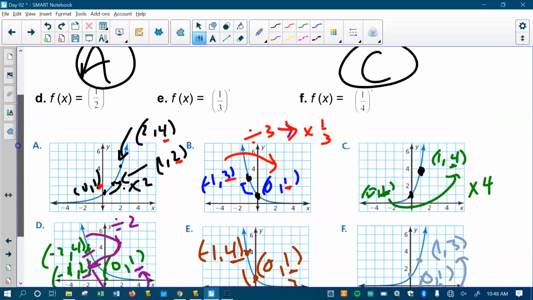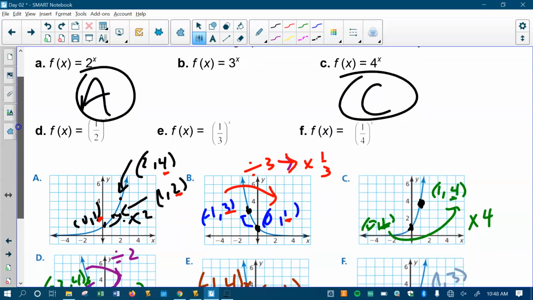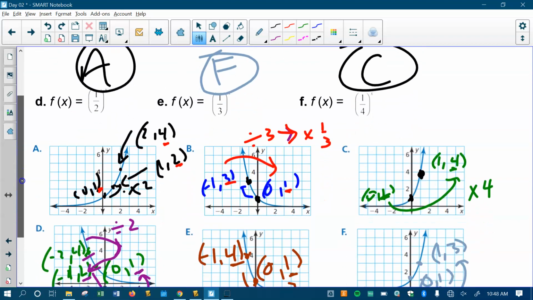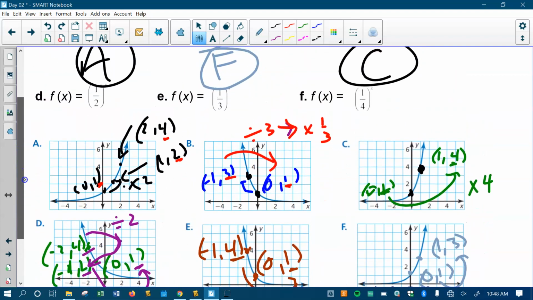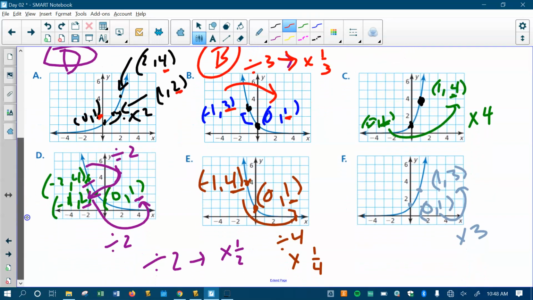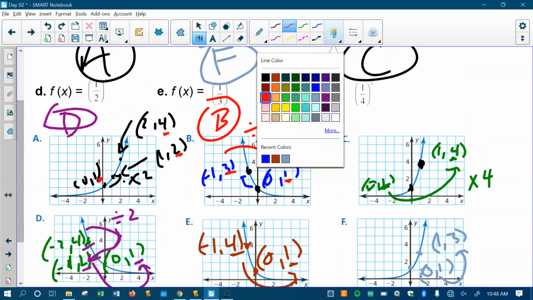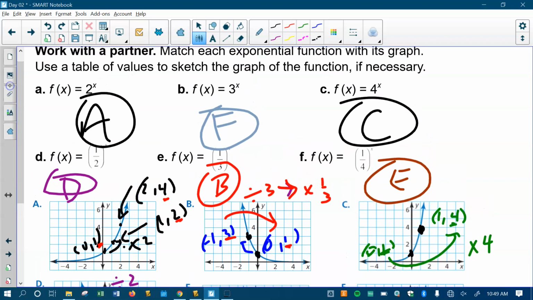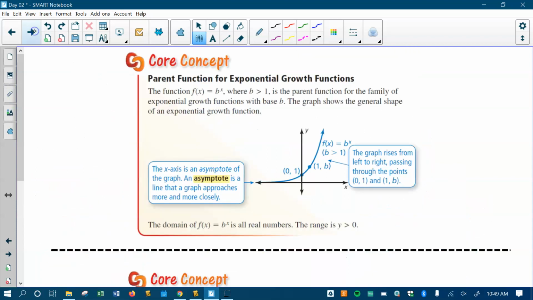So what that means is that this F is going to be for B. Okay, for D, where I divided by 2 or I multiplied by 1/2, that was going to be D. For E, where I multiplied by 1/3, that actually ended up being B. And F, where I had to multiply by 1/4, was E. Okay, those are the answers. Let's keep going. And feel free to pause and rewind if that didn't make as much sense.